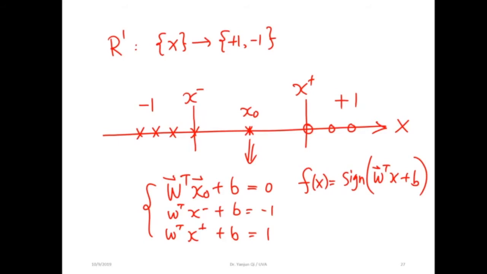However, I actually do not know who is X minus, who is X plus, right? And I do not know X0 too. And then how do I formulate? What I really know is those on the right, those on the left. My region formulation is the boundary, but I need to know who is on the boundary, right? Who are the points on the boundary?